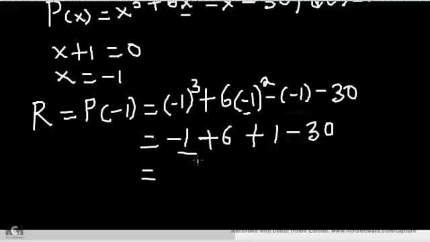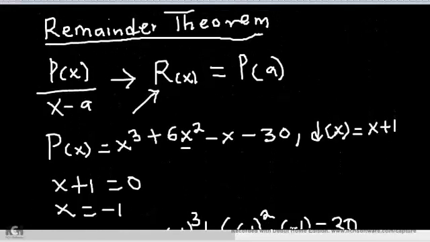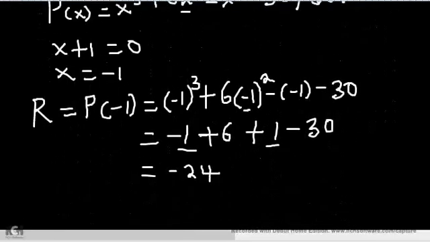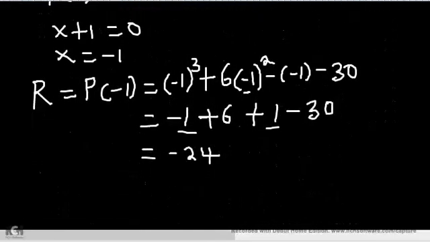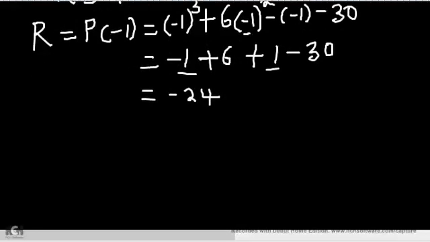Let's do this now. So what I'm having is minus 1 plus 1, that is 0. Then 6 minus 30, that is minus 24. I think that is it. That is the remainder. I hope you understand the logic behind this. That's what is very important, so understand the logic behind it.